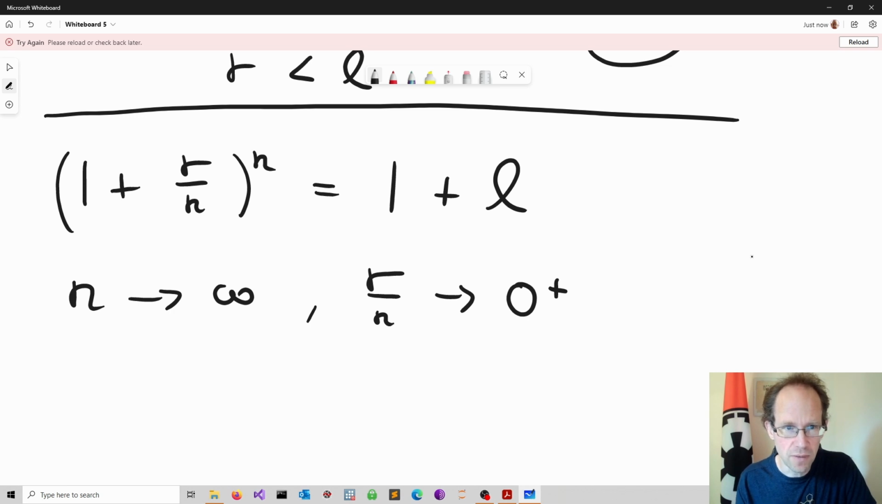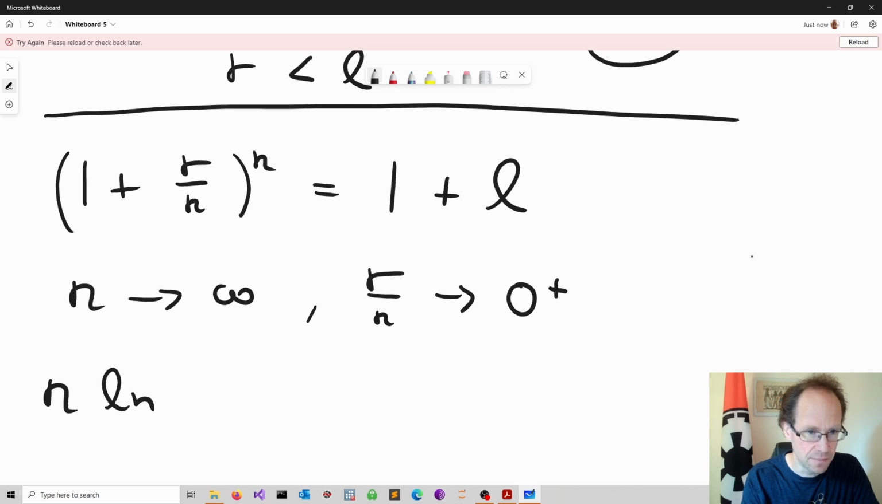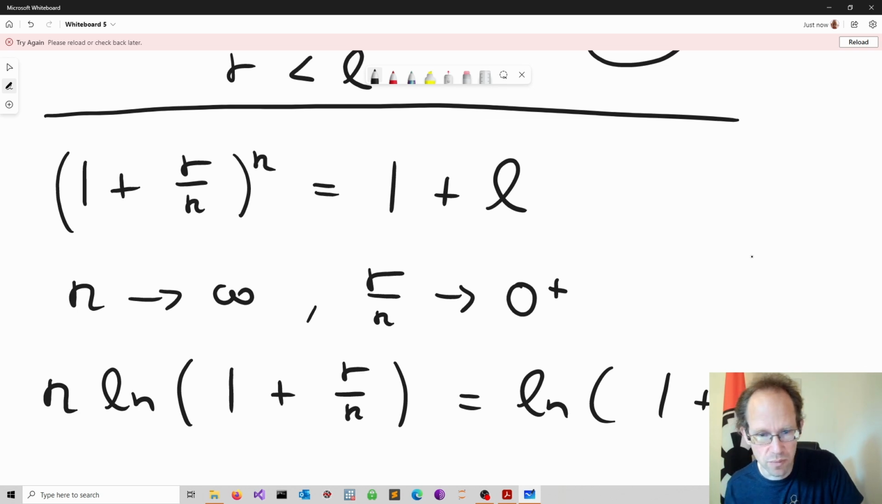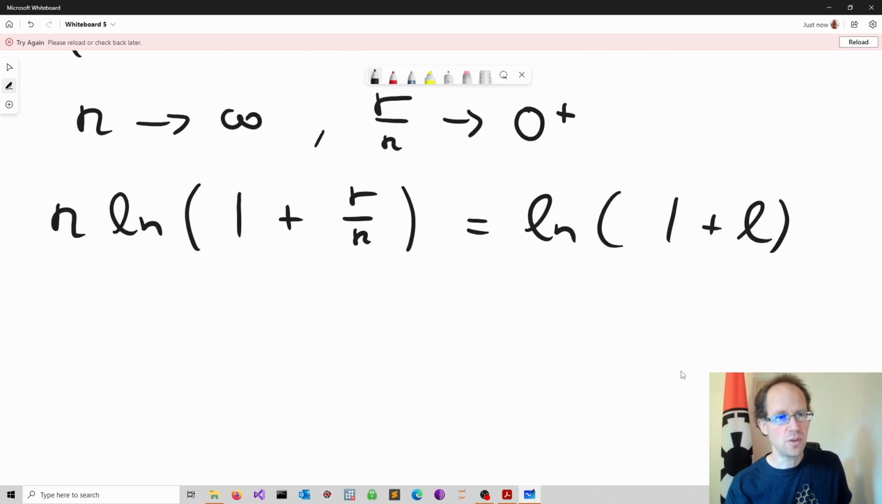Now we can simplify the equation by taking the ln on both sides, using the rules we learned in the previous video. That gives n ln of 1 plus r divided by n is equal to ln of 1 plus l. And we will get back to this equation in a few minutes. Now I want to use an approximation, because I argue that the left-hand side can be simplified if we look at the case where r divided by n becomes very, very small.